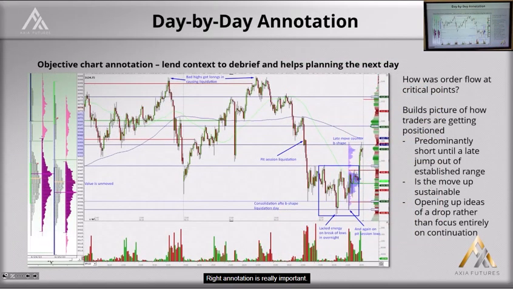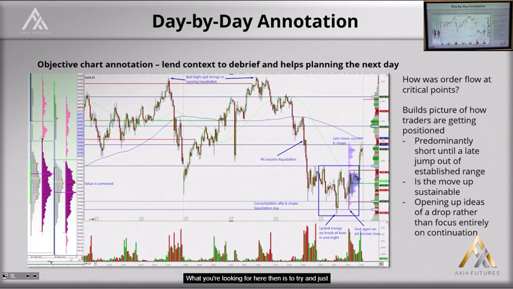Right, annotation is really important. It's one of the best ways to organize your ideas, because whilst that's giving you a framework and some of the things you should be thinking about, annotating your charts pinpoints what things look like when certain things happen. Now, I've got a few different variations. This is a day-by-day annotation, the kind of thing you might do approaching the end of the week or after a sequence of days.